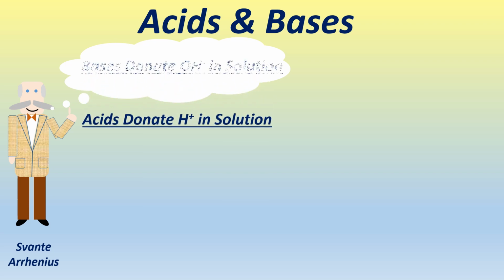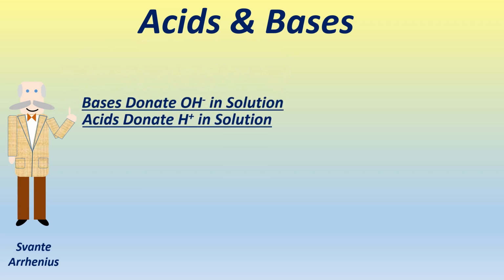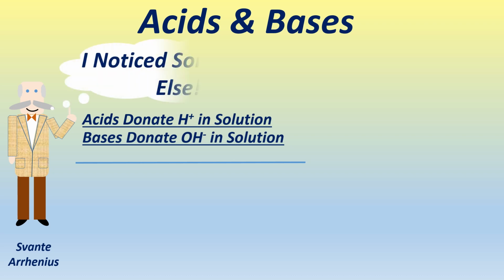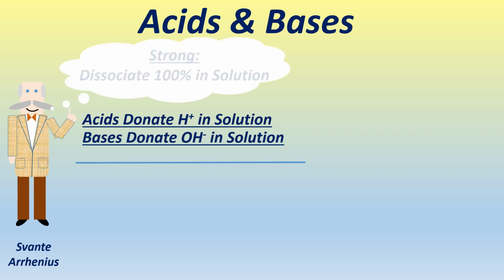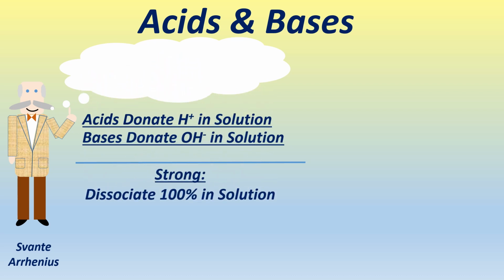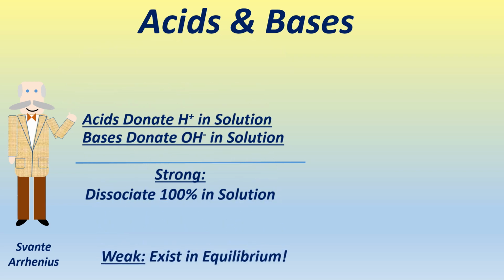He found that acids were salts that donated H plus in water, and bases were salts that donated hydroxide ions to water. He further noticed something else. Most people thought of things as either being soluble or insoluble. Arrhenius was the first one to determine that some things dissolved completely in water and were strong electrolytes. However, everything has some degree of solubility, and weak electrolytes exist in equilibrium.